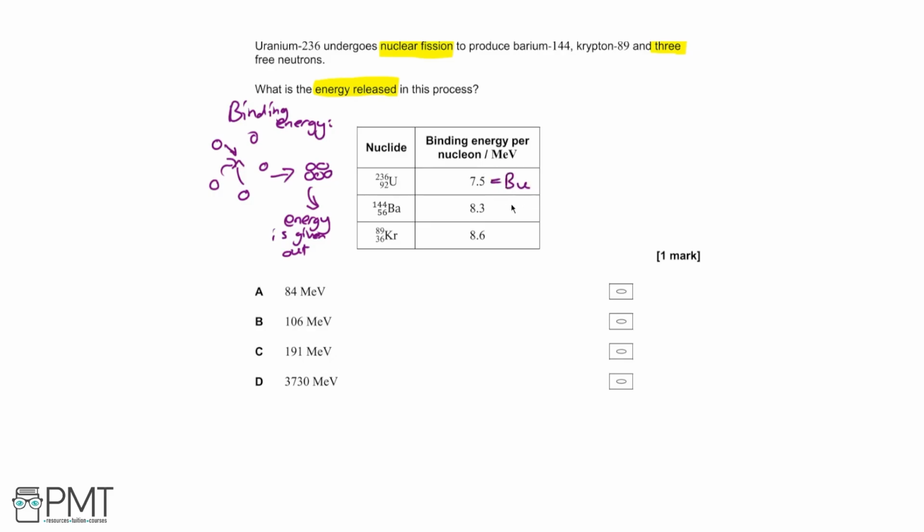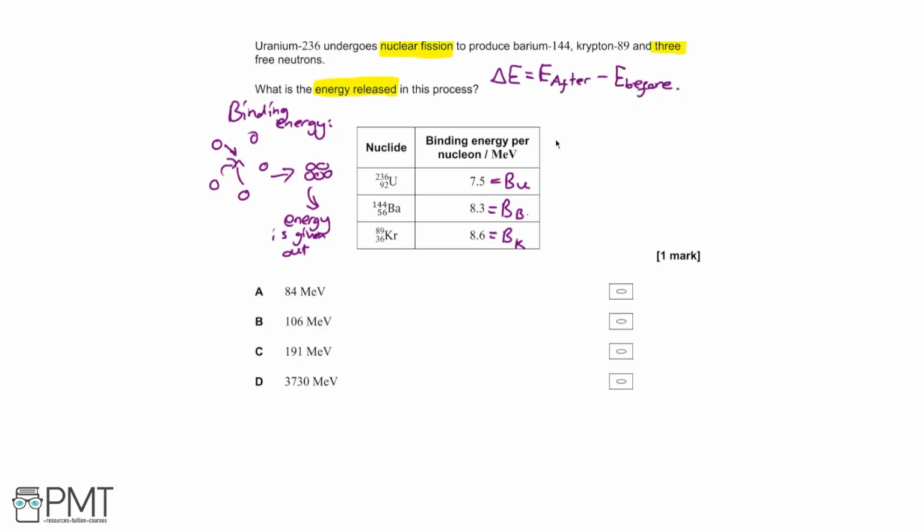So in order to save on the writing, I'm going to write the binding energy of uranium as B subscript U, the binding energy of the barium as B subscript B, and the binding energy of the krypton as B subscript K. The energy released is going to be the difference between the two energies in this process. Specifically, the energy released will be the energy after subtracted by the energy before.